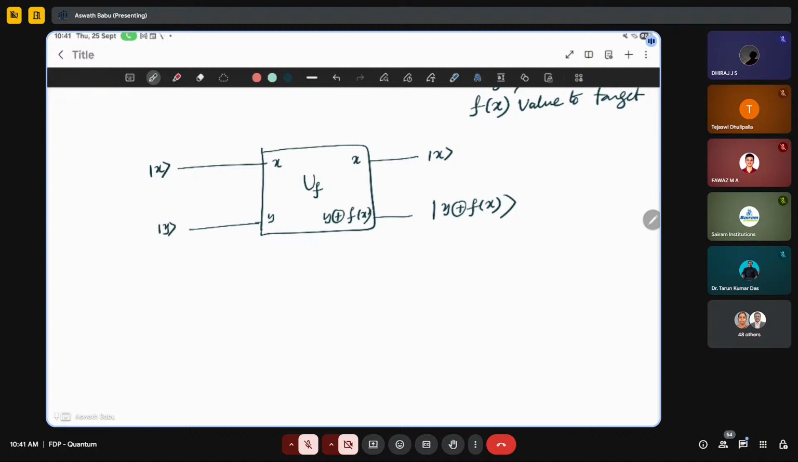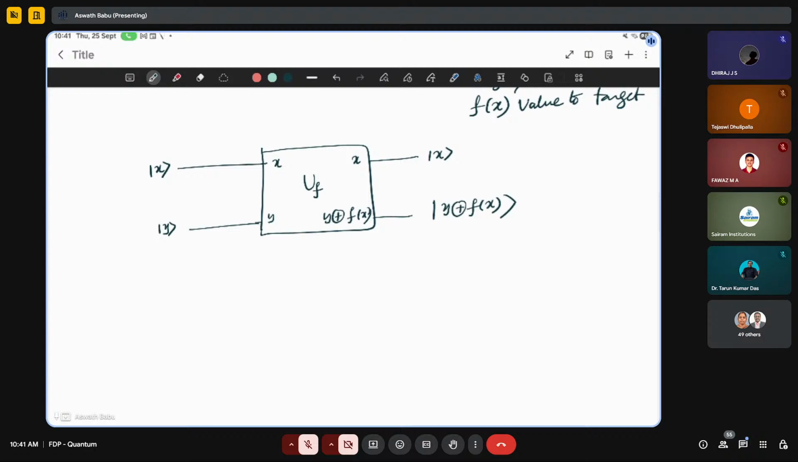Now you can ask a question: who would prepare? It's a matter of somebody, some experimentalist or some manufacturer who prepares for me this oracle or this black box, which takes two inputs x and y. The second input is added with the functional value of the first input. Okay, the possibility is there.